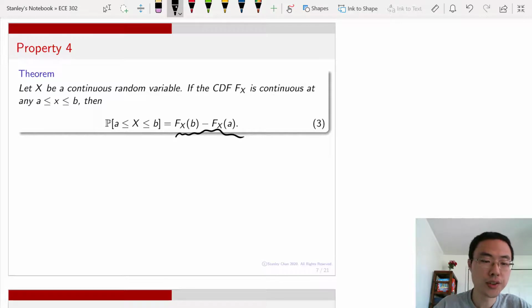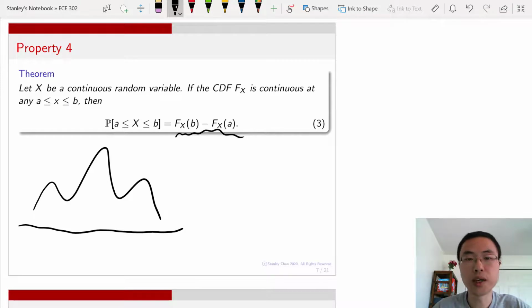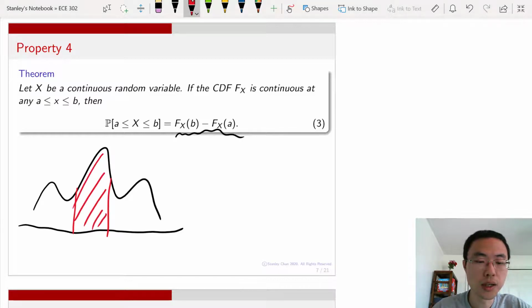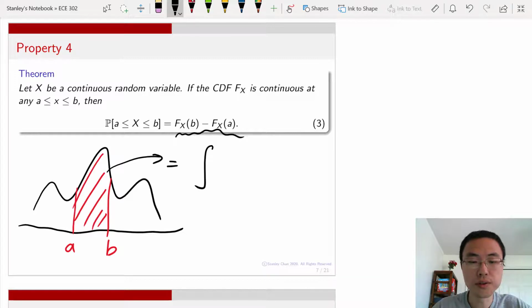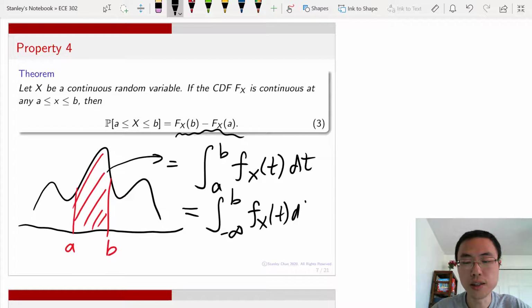Now, how do we understand this? Let us draw the picture. Let's say this is my PDF, and I want to evaluate the probability over the range of a to b. How do we do this integration? Well, of course, it is the integration from a to b of f_X(t) dt. But this integration can also be written as the integral from minus infinity to b of f_X(t) dt minus the integral from minus infinity to a of f_X(t) dt.